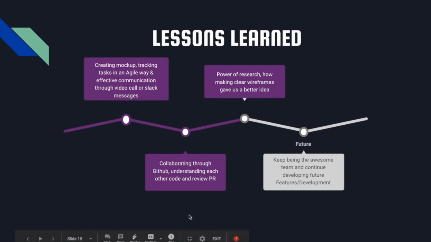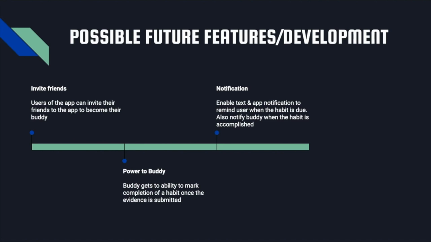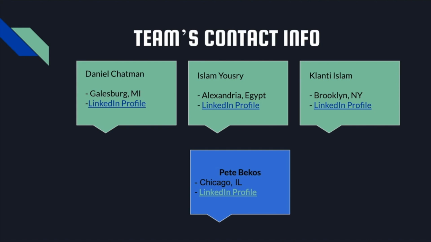So looking into the future, we all plan on being the awesome team we are and continue developing future features. Some of the possible future features are inviting your friends so that you can appoint them as your buddy. Power to the buddy, which means once you complete the habit, only the buddy has the ability to tick the habit off or to mark it as done. And lastly, notifying the user and the buddy about when the habit is due and also when an evidence gets submitted. This is our team contact info.